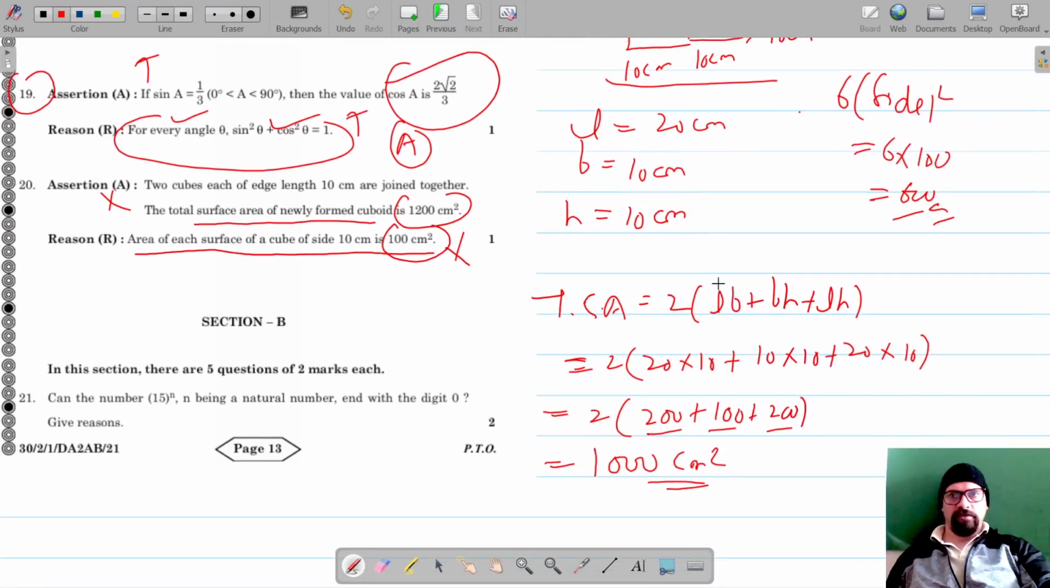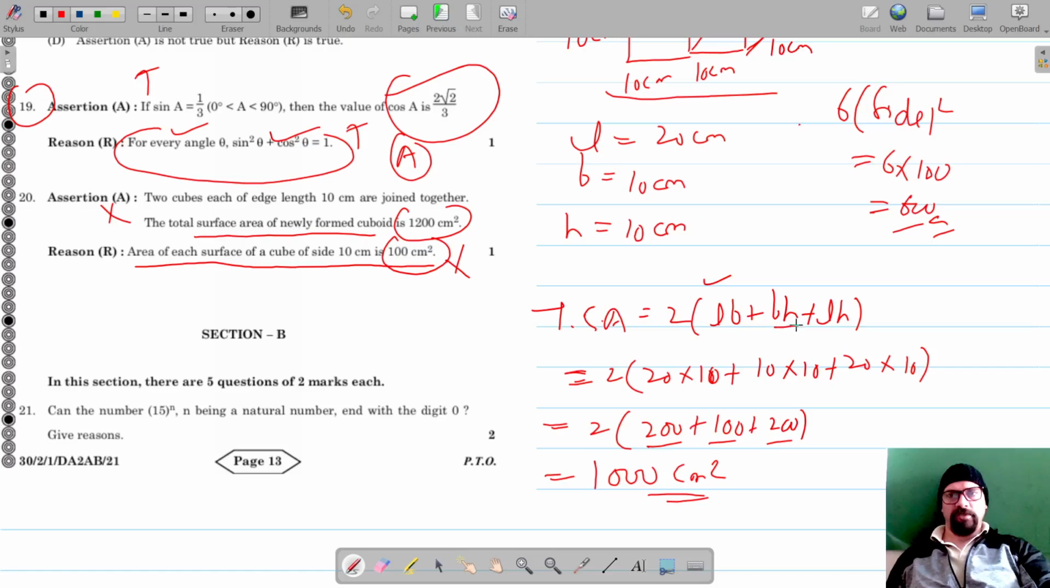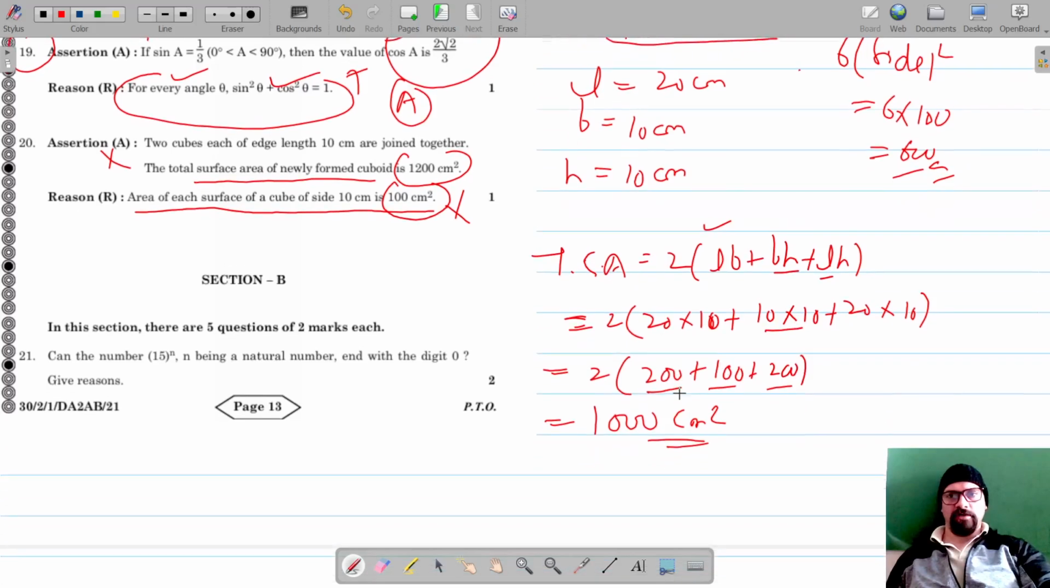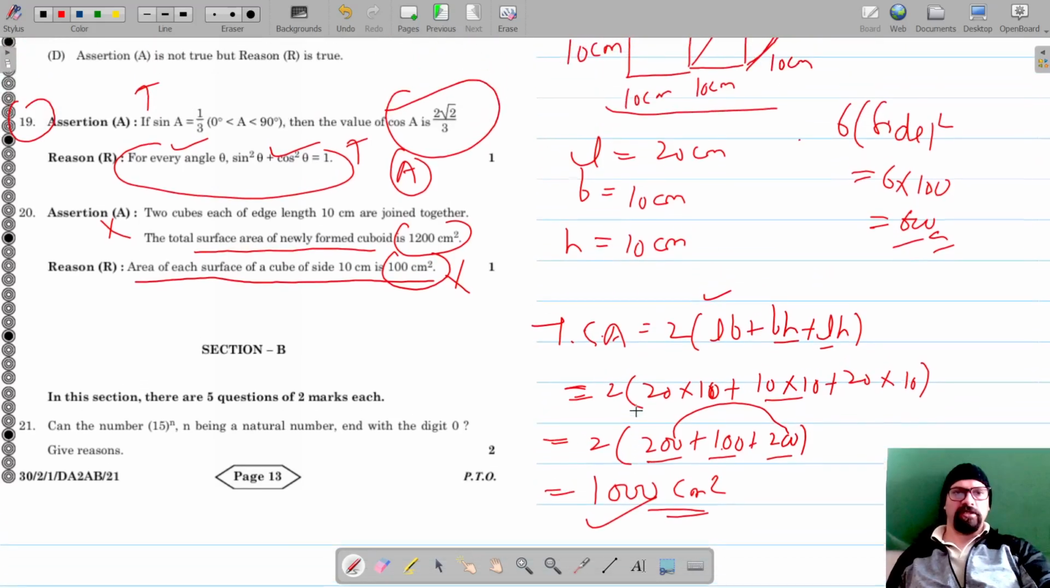So this length is 20, breadth is 10. LB plus PH, 10 into 10, length is 20 into 10, 200, 100, 200. 200 plus 200 is 400, plus 100 is 500, into 2 is 1000.